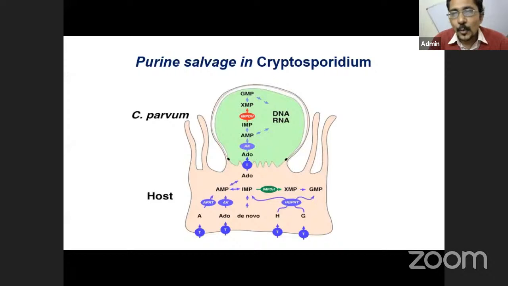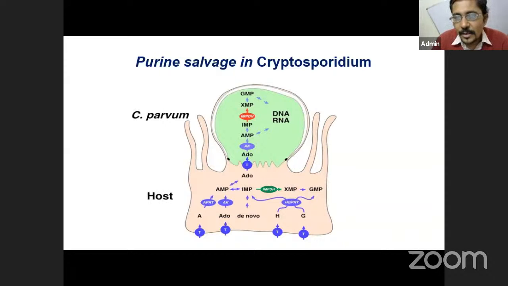Now if you look at this Cryptosporidium parvum parasite, this is again the intestinal villi where the parasite is sitting. The light green you see is the parasite, and this is our intestine. So this is the host, and this is the Cryptosporidium parvum. What we look at over here is that in the intestine we have a complete mechanism to make AMP, adenosine monophosphate, then inosine monophosphate, then guanosine monophosphate. I assume that all of you are aware of purines and pyrimidines, and that you know about the genetic material DNA and RNA. I'm not going into that.